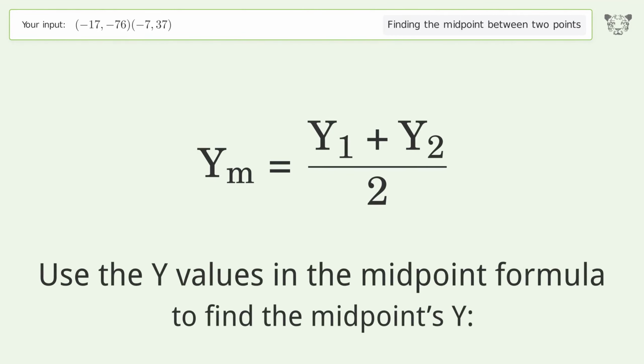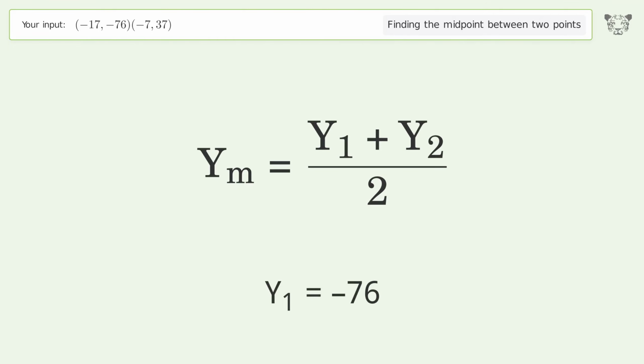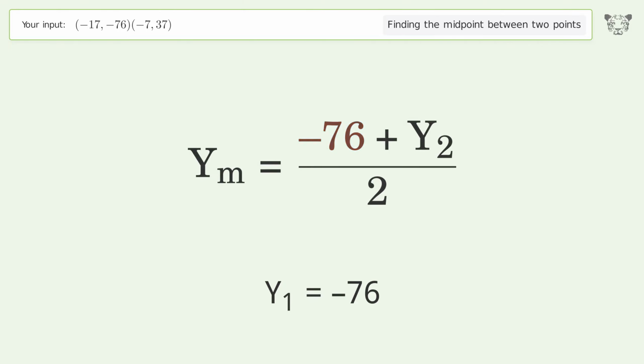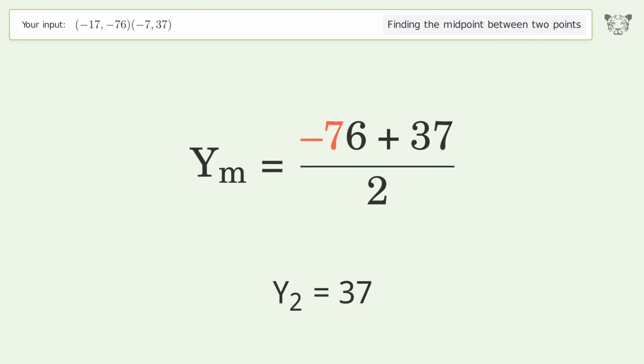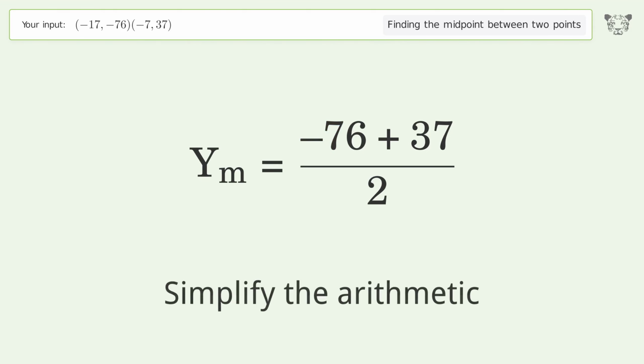Use the y values in the midpoint formula to find the midpoint's y. y1 equals -76. y2 equals 37. Simplify the arithmetic.